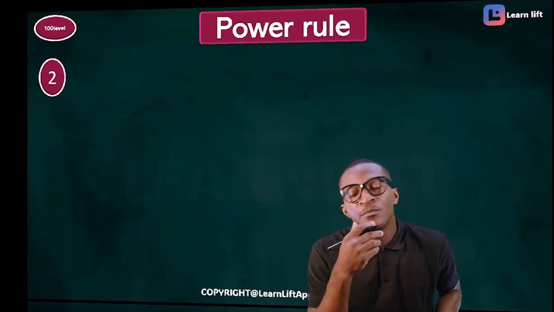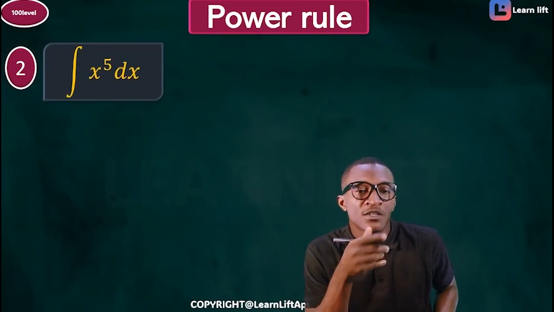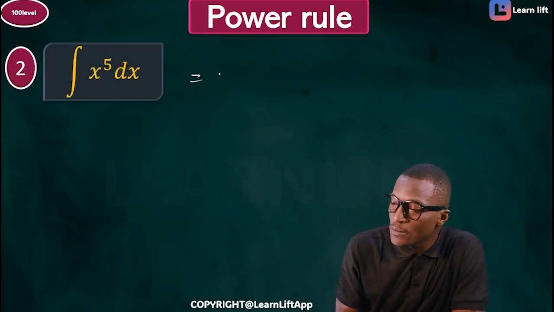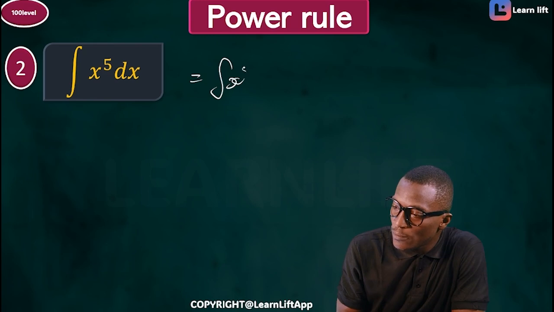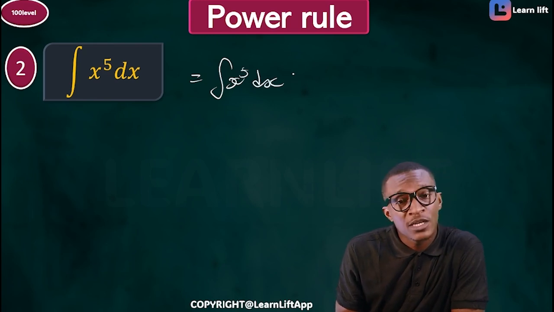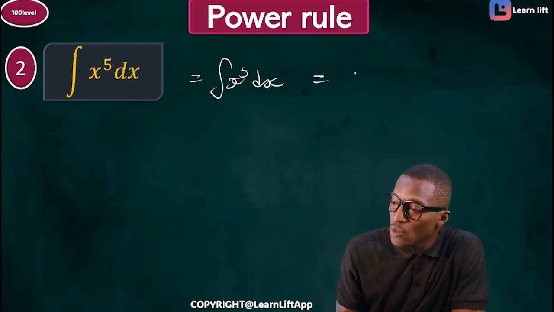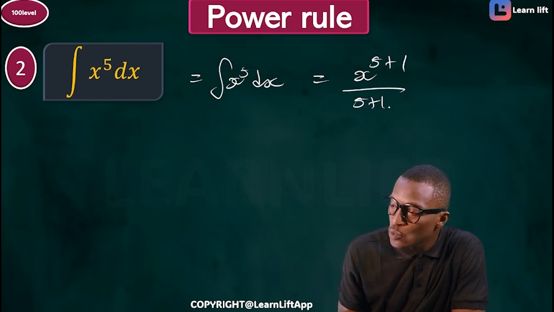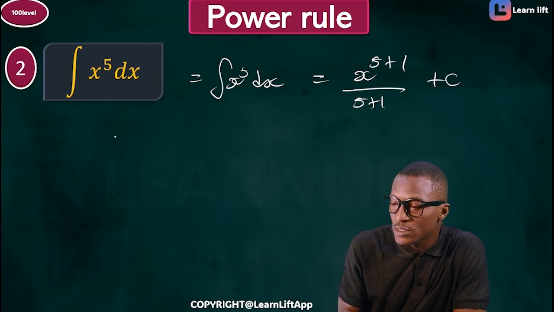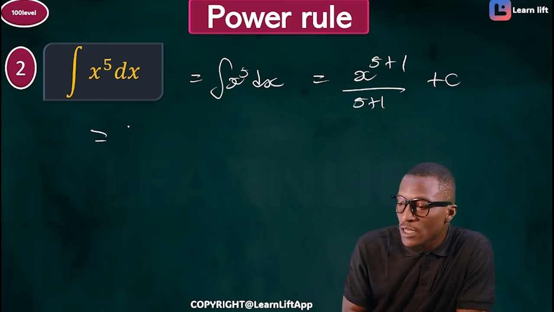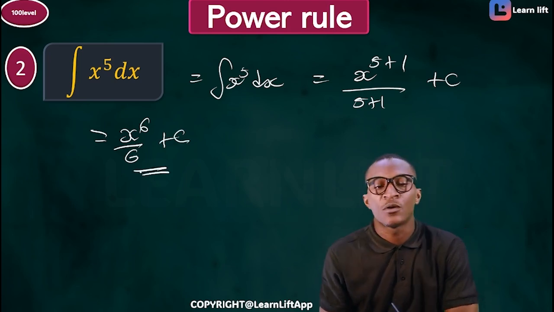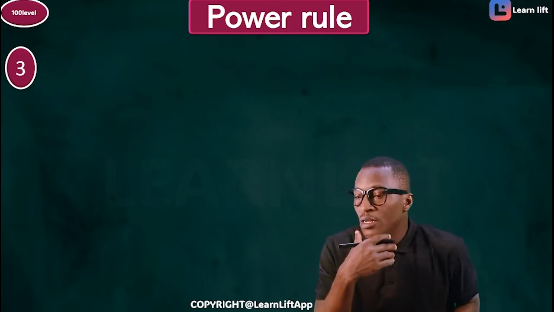Let's take another example. We're given the integral of x raised to power 5. This now practically becomes the integral of x raised to power 5 dx. There's no constant here now. So since there's no constant, what's the power? 5. So that becomes x raised to power 5 plus 1 all over 5 plus 1 plus the constant. So that will practically give me x raised to power 6 all over 6 plus c. This practically becomes the answer. Do you understand? Let's take the next question.